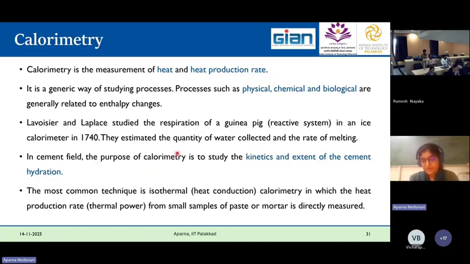In the cement field, we use calorimetry widely to study the kinetics and the extent of cement hydration. It is the most common technique that we use day in, day out. We have several types of calorimetry. Among all those, we use isothermal calorimetry as a system through which we can understand the reaction kinetics of hydration.